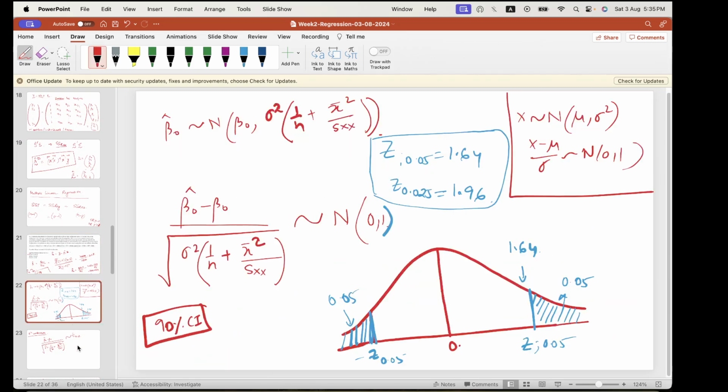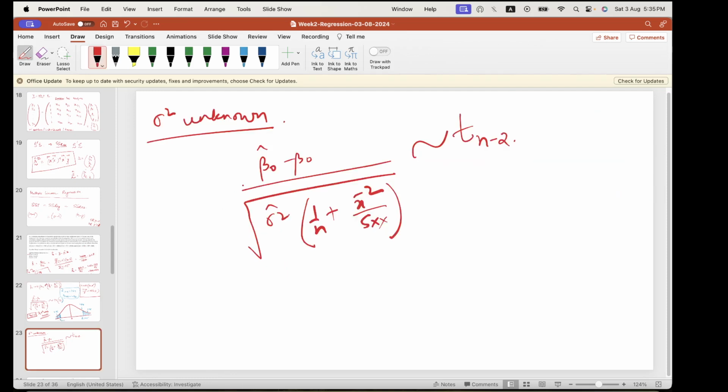Okay, some decimals here and there might have gone, but the important thing to note here is if sigma square was known, then we would have proceeded with the cutoffs for the normal distribution. But since sigma square is unknown, we have to be very mindful of the distribution that we are considering. Since sigma square is unknown, it also has to be estimated, and when sigma square is estimated and not known beforehand, it follows a t n minus 2 distribution.